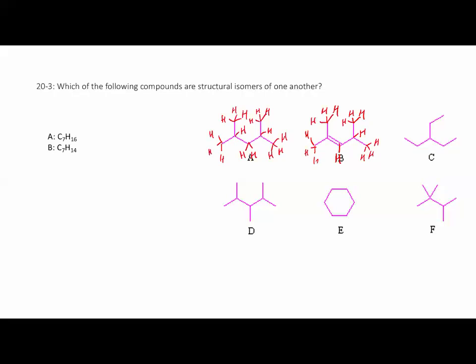C, this also has 7 carbons, and this also has 16 hydrogens. So from this alone, A and C are structural isomers of one another. They have the same molecular formula, but they differ from one another in their structure.